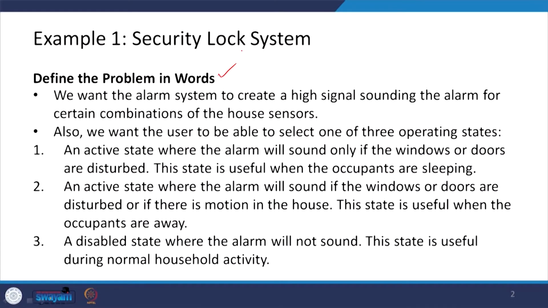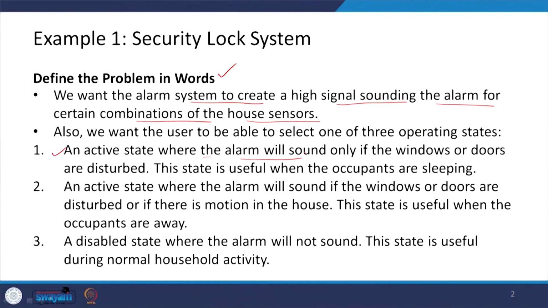So, the first stage for that is, the problem we are trying to solve is that we want to design the alarm system to create a high signal sounding the alarm for certain combinations of house sensors. It is a house security lock system, and I have taken this example from the Bolton mechatronics book. We want the user to be able to select one of three operating states.